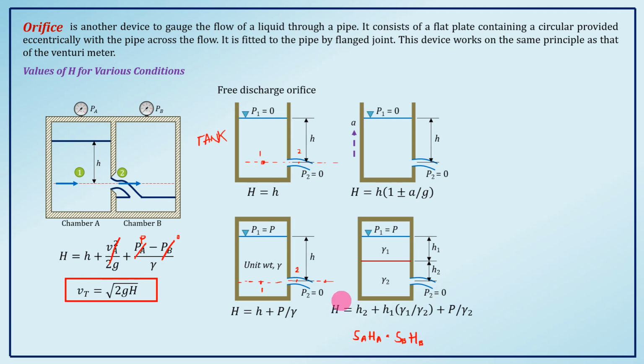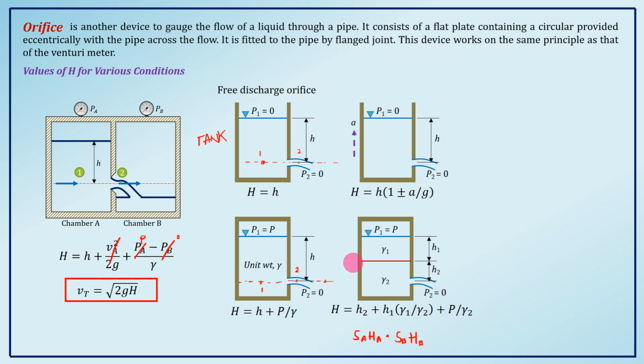So, H, the total head producing the flow, is equal to H2, the height of the liquid at the bottom up to the orifice, plus H1, the height of the liquid on top, times unit weight 1, the unit weight of the top liquid, divided by unit weight 2, the one at the bottom, plus the pressure divided by the unit weight of the liquid at the orifice.